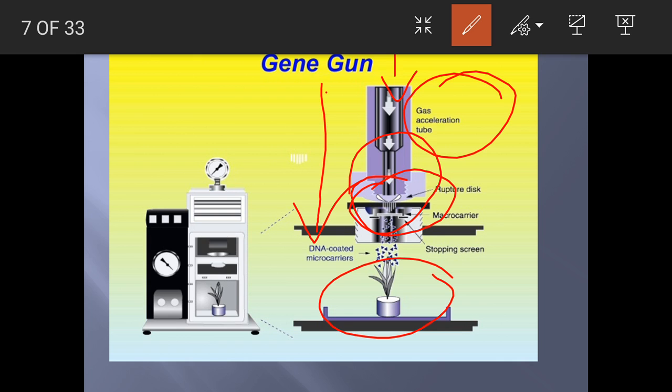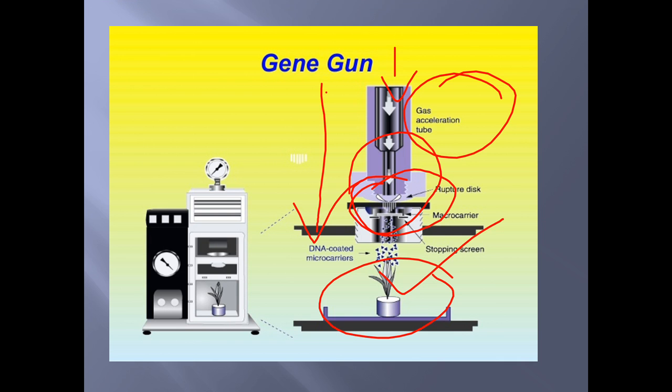Then with a high velocity, the tungsten and gold particles are bombarded against the desired plant or host tissue, passing across the cell wall or the cell membrane of the host, and later they are inserted inside the host or recipient cell in order to make the cell a transformant.